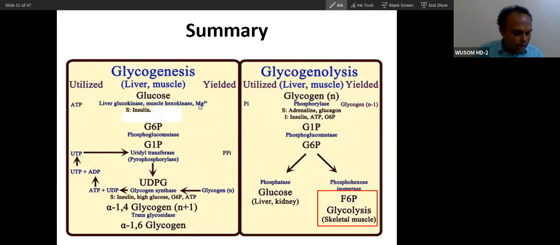So this is the summary. You can see insulin and glycogen synthesis in the fed condition. Insulin will be there, and then in the liver, glucokinase, hexokinase, and all kinases require magnesium. Wherever ATP comes, magnesium will follow. ATP is always followed by magnesium. So remember, that is why magnesium is always there.